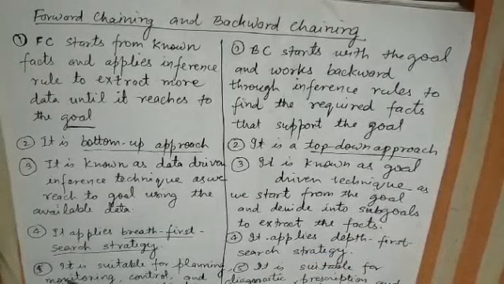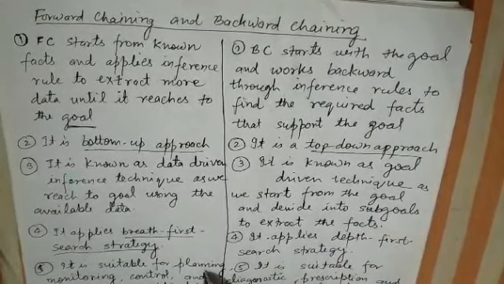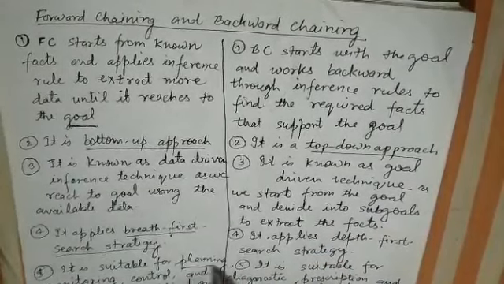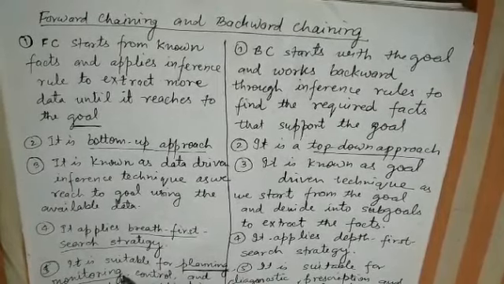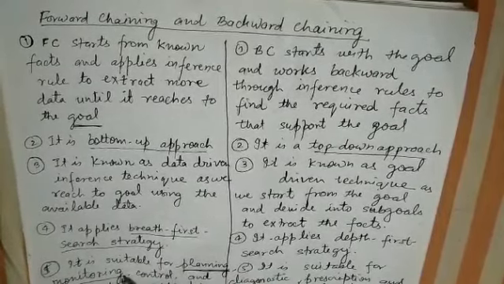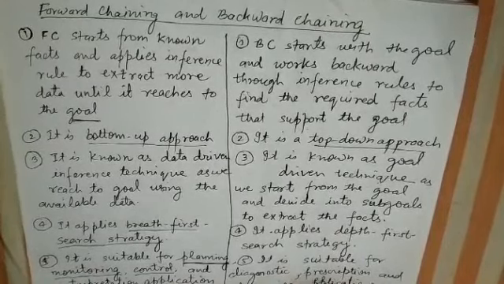And the fifth one is that forward chaining is suitable in case of planning, where planning is required, for a business or some other work. Then monitoring is required, where monitoring processes are used to monitor the process, and control for controlling purposes, and interpretation applications.